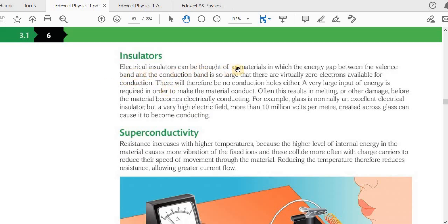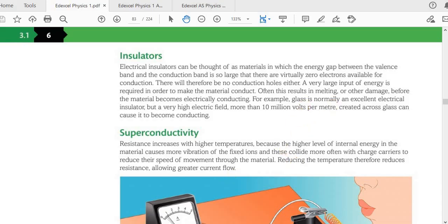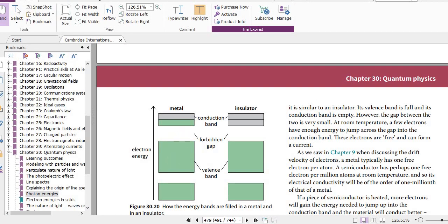Electrical insulators can be thought of as materials in which the energy gap between the valency band and the conduction band is so large that there are virtually zero electrons available for conduction. So you see, I mentioned the gap previously, the energy gap between the valency band and the conduction band, that was called the forbidden gap. Over here you can see this forbidden gap, that is what is between the conduction band and the valency band.